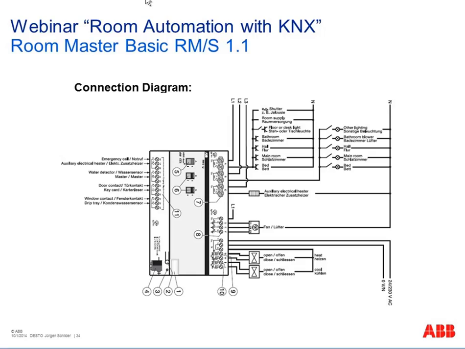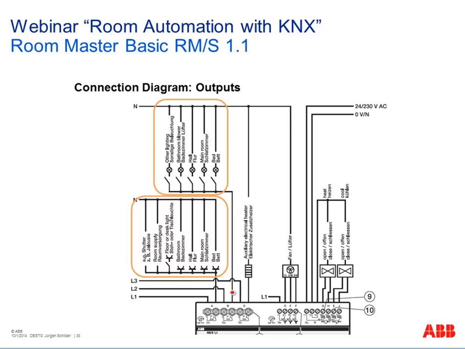Internal connection, for example. Let me give you also here an example of a possible solution with this room master 1.1. And here we have an example for combining conventional installation with KNX. I show it in the next slide a bit larger. So let's go to the next slide. Here you see the possible solution. You say, okay, three outputs is not enough for all these channels I need in my room. What shall I do? You can create the following.